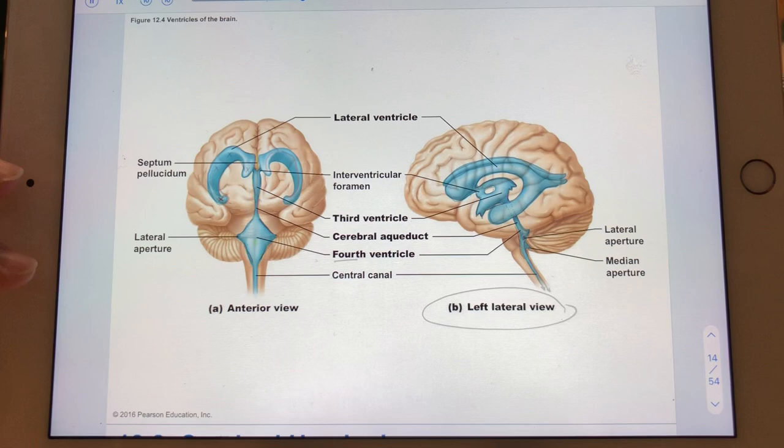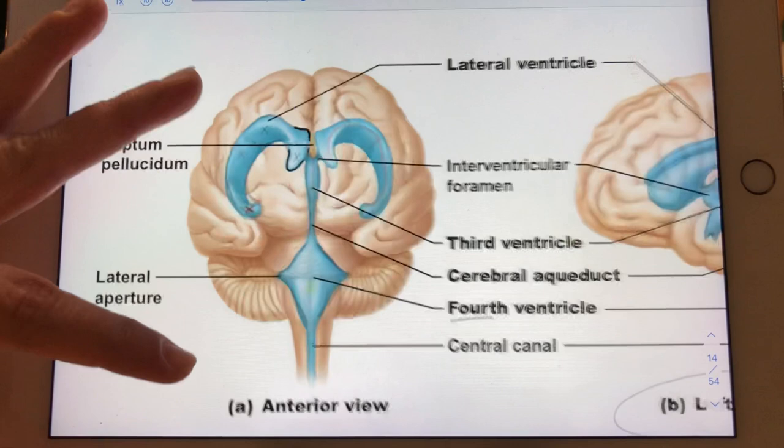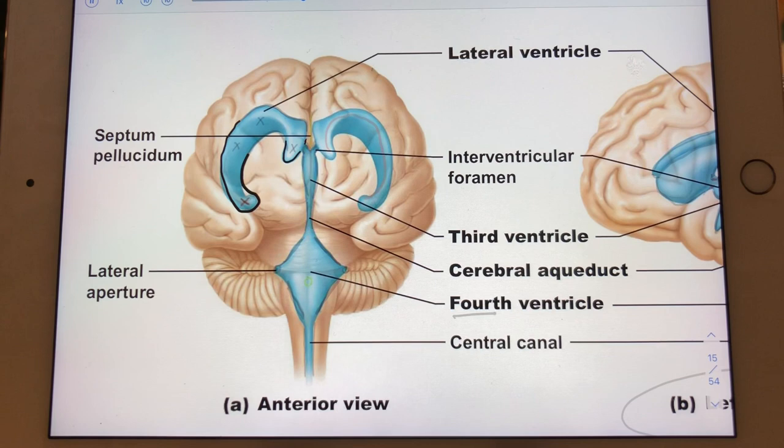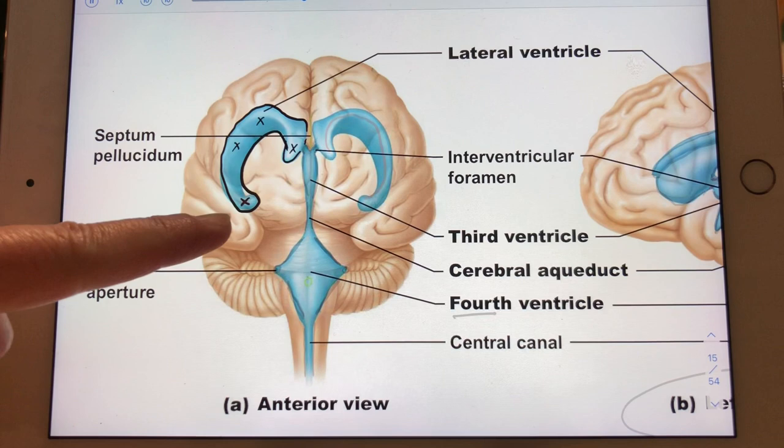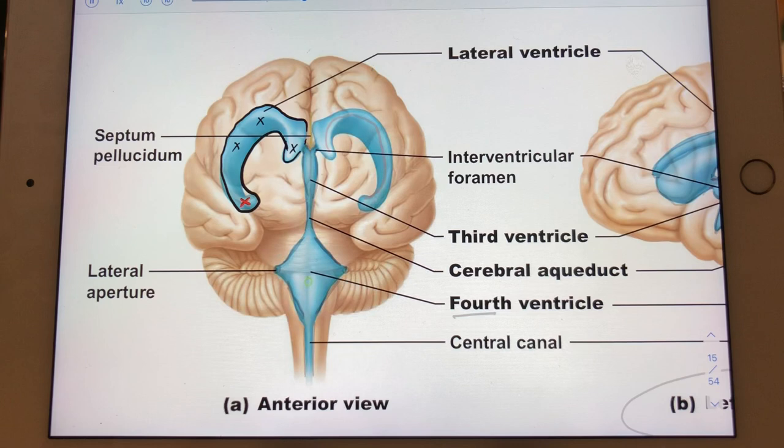Okay, there's our ram's horn. Where this portion is closer to us, it's headed into the screen, but because it's the letter C, this is again right here where I just put this X. Here, I'll put it in red right here. This is now close to us again. It's a C. It's wrapping around. Whereas here, super thin, the wall between them, septum pellucidum.